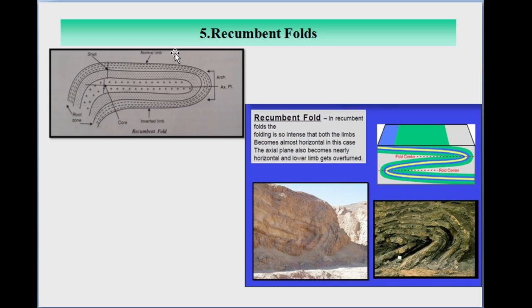The parts of these recumbent folds are core, shell, rock zone, and arch. What does it mean? We will see in detail.